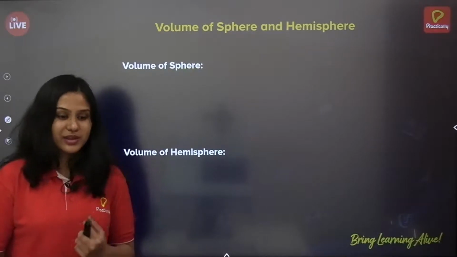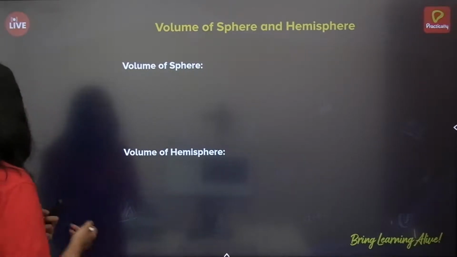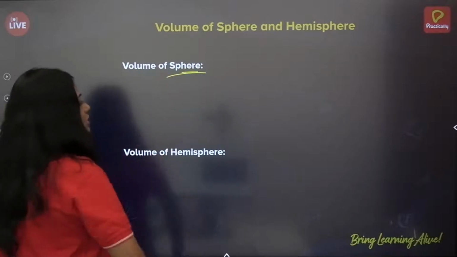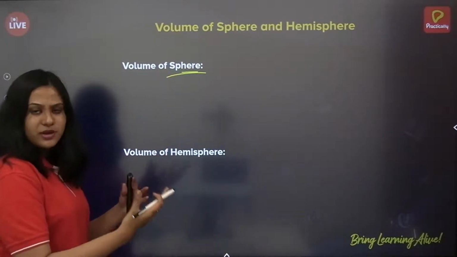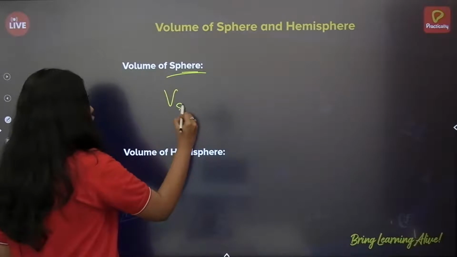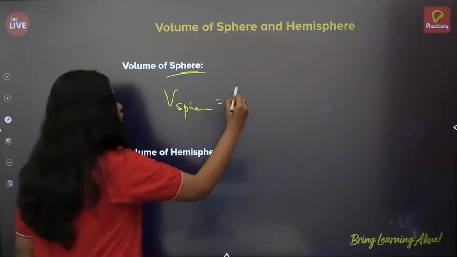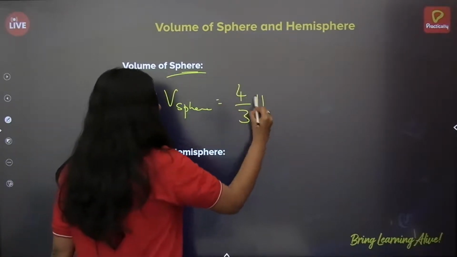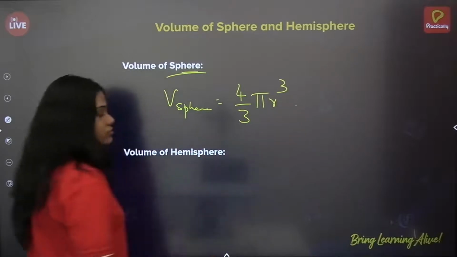Alright. So, volume of sphere. So, again, imaginary sphere, correct. What will be the volume? Volume of sphere is equals to 4 by 3 pi r cube.